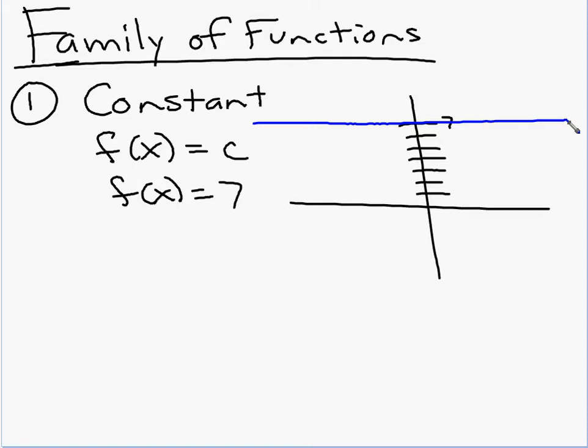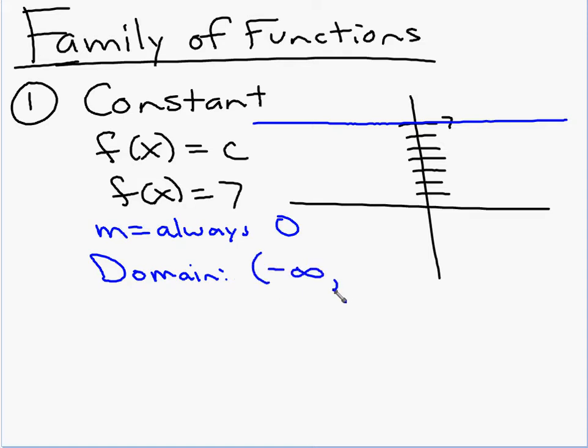What could I say about its slope? What's the slope of every constant function? The slope will always be 0. Always 0. All right? What would the domain, we're going to try to put this down for nearly all of our functions. What's the domain of this function? Any number. Isn't it all of them? Negative infinity to infinity. All the real numbers. There's no place where it is undefined.